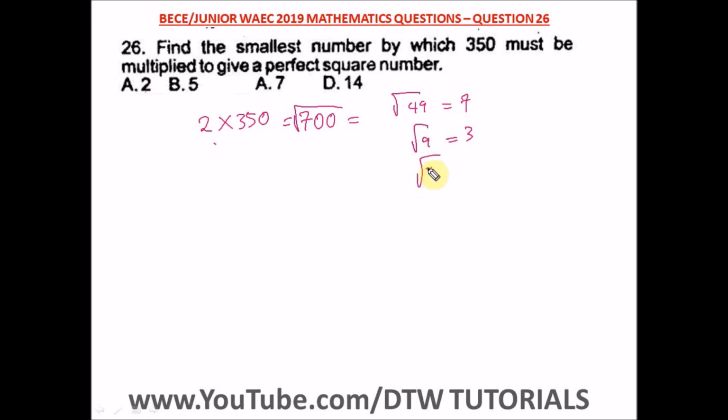The square root of 81 is equal to what? 9. The square root of 100 is equal to what? 10. So all these, 100, 81, 9, 49, are perfect squares.